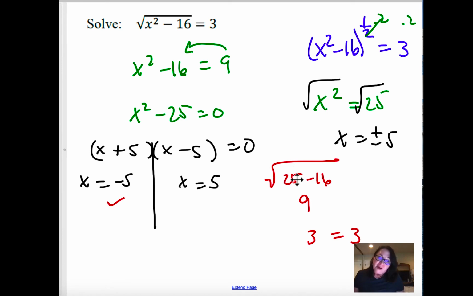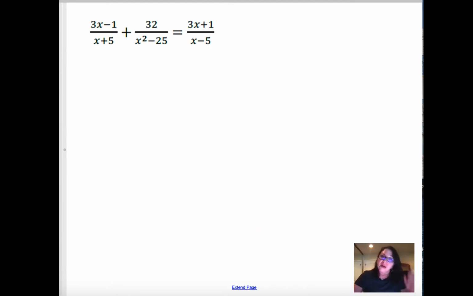Now I'm going to plug in 5. 5 squared, again for this problem, I get 25. 25 minus 16 again is 9. The square root of 9 does equal 3. So for me, this problem is going to work with plus or minus 5, because both of my solutions actually work.